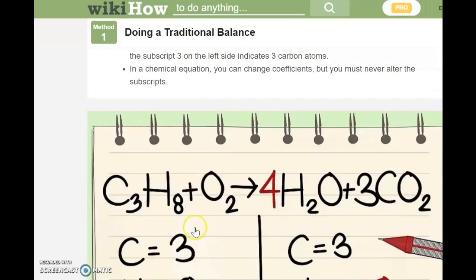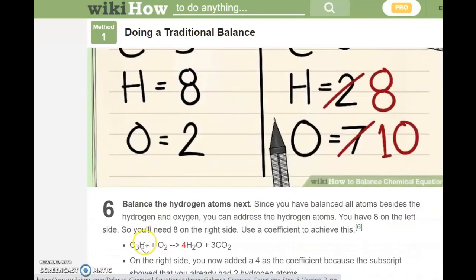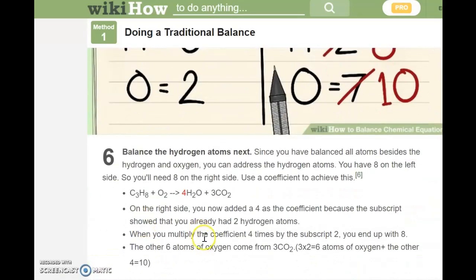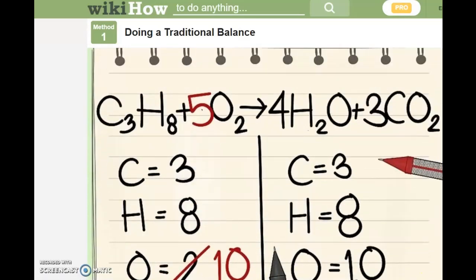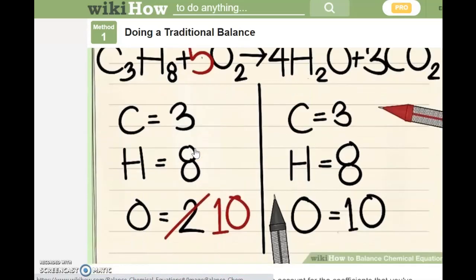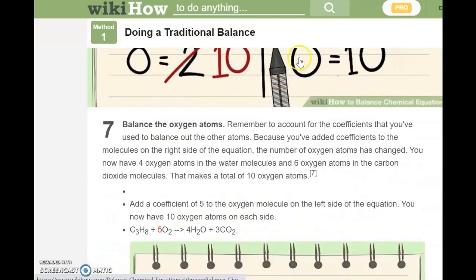So now let's look at the hydrogen. There are 8 on the reactant side, but only 2 on the product side. So if 4 water molecules are formed, that will give me 8 hydrogens. The hydrogens are balanced, but now I have 10 oxygen atoms on the product side because 4 plus the 6 is 10. So the oxygen is not balanced on the other side. The only way I can get 10 oxygen atoms on the other side is if I have 5 oxygen molecules. If I have 5 oxygen molecules, then the equation is balanced. I've got 3 carbons, 8 hydrogens, 10 oxygens, 10 oxygens.